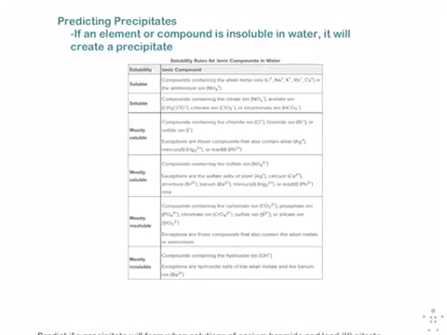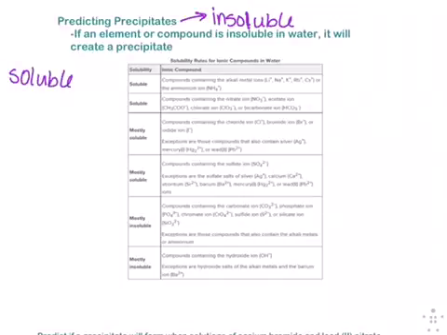So then the last thing is predicting whether a product will be a precipitate. Is it soluble or insoluble? If it is a precipitate, the compound is insoluble. If something is soluble, it will be in the aqueous state. If it is insoluble, it will be in the solid state.